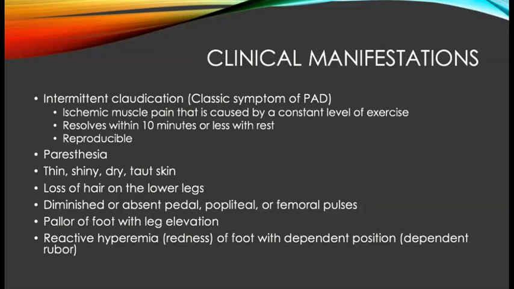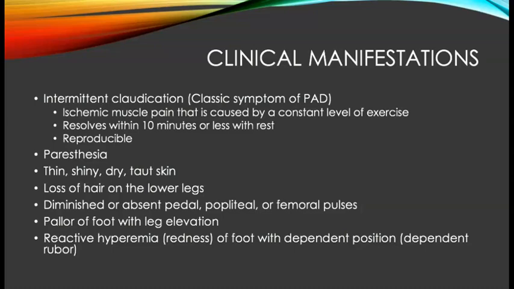Paresthesia will result from nerve tissue ischemia, but true peripheral neuropathy will occur more often with patients who have diabetes, as well as those with long-standing ischemia. This can lead to more of a shooting or burning pain in the extremities, especially the lower extremities.